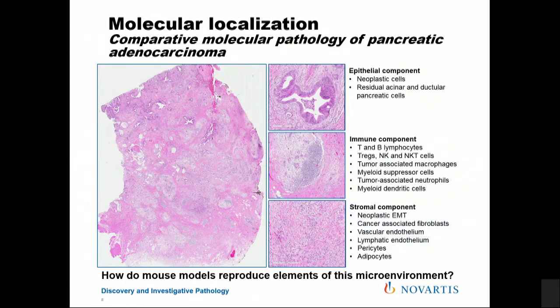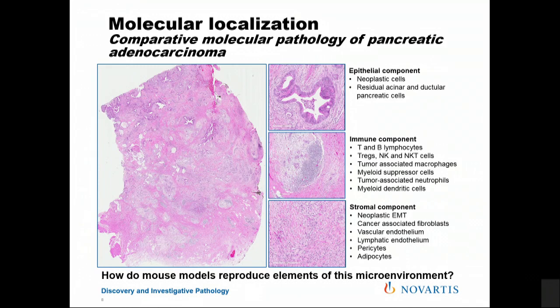As another example, we can look at the morphology of solid organ cancers, and in this case, look at pancreatic adenocarcinoma, which is actually morphologically a complex lesion. We can think of it as being composed of both epithelial and non-epithelial components. The epithelial component will include the neoplastic cells themselves, and in addition, the residual acinar and ductular cells that are undergoing degeneration because of the process.